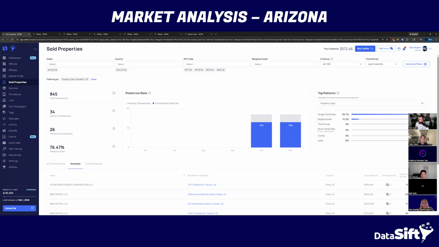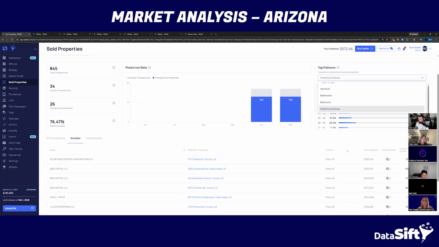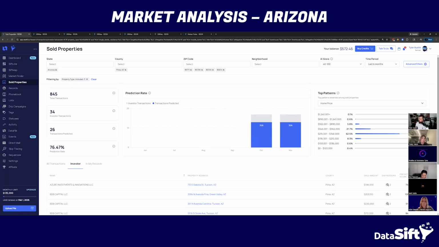Property type, I would include single family and mobile homes. And then my predictive AI score, if I was looking at that, I would include down the 40 for sure. As of right now, home price 215 to 346 is 62% of the sales, right? So I would pull, again, we've seen the number 200,000 to 600,000. That's really what's selling.